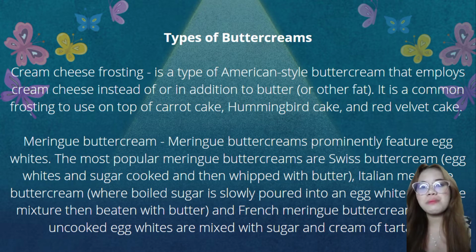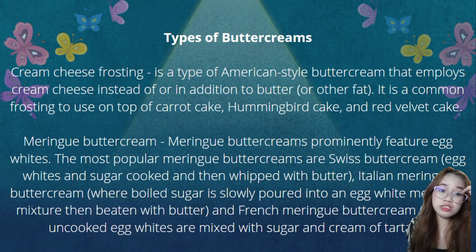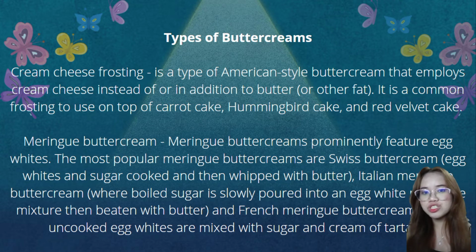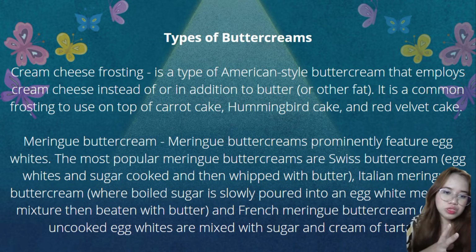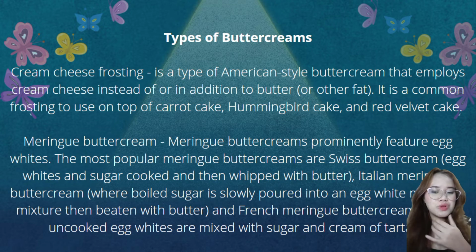And French meringue buttercream, where uncooked egg whites are mixed with sugar and cream of tartar. So, that's the difference between Italian and French meringue: in one, the egg whites are cooked before being mixed with the sugar, and in the other, they are uncooked before being mixed with the sugar.